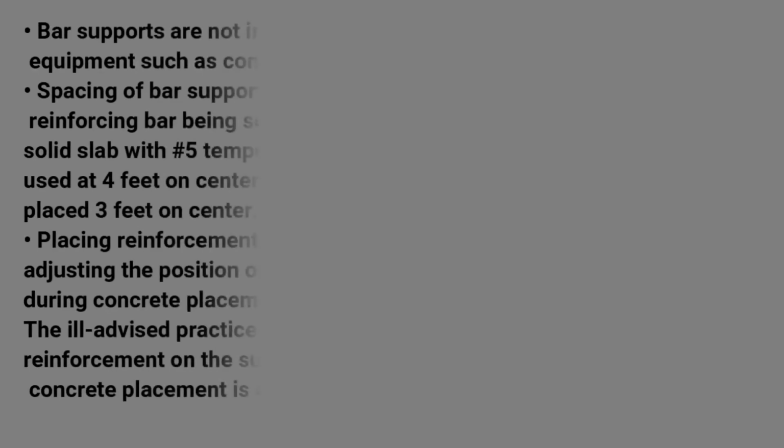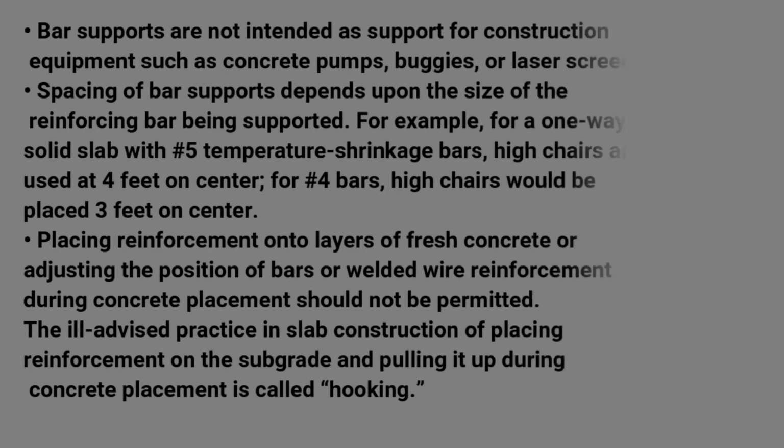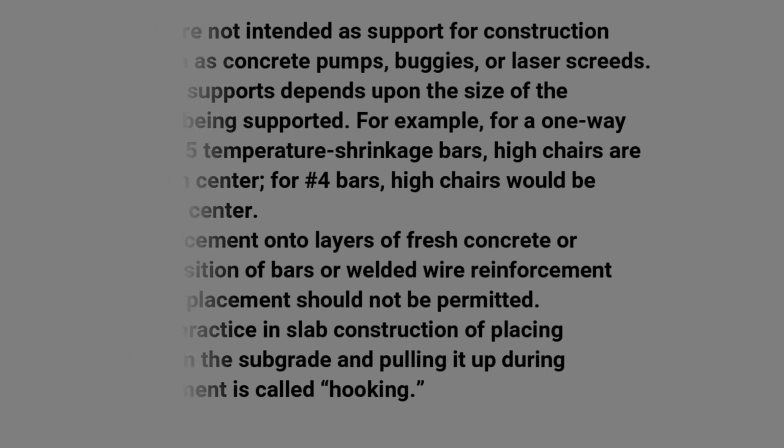Bar supports are not intended as support for construction equipment such as concrete pumps, buggies, or laser screeds. Spacing of bar supports depends upon the size of the reinforcing bar being supported. For example, for a one-way solid slab with number 5 temperature shrinkage bars, high chairs are used at 4 feet on center. For #4 bars, high chairs would be placed 3 feet on center. Placing reinforcement onto layers of fresh concrete or adjusting the position of bars or welded wire reinforcement during concrete placement should not be permitted. The ill-advised practice in slab construction of placing reinforcement on the subgrade and pulling it up during concrete placement is called hooking.